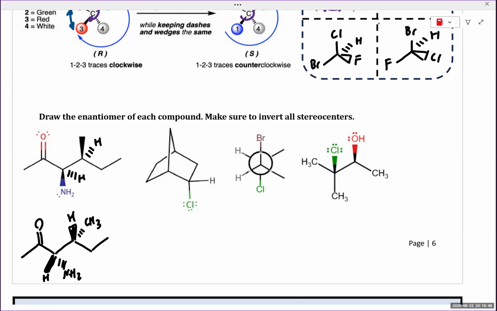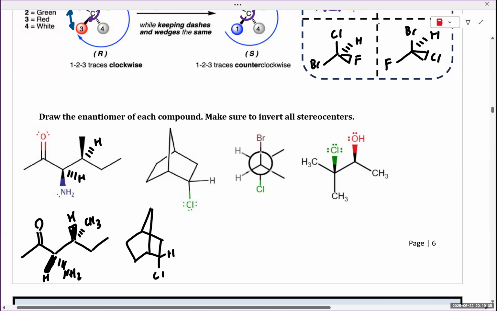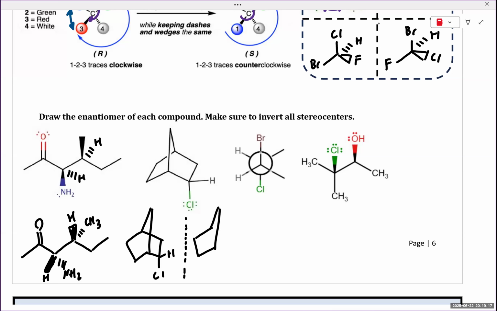For this next case, we don't have it drawn in dash wedge notation, so we're going to use the mirror plane method. Specifically in this case, just because it's slightly easier, I'm going to use the horizontal mirror plane method to draw the enantiomer. So I draw my original molecule, and now I'm going to invert the molecule horizontally 180 degrees, and I'm going to keep the dash wedge depiction of the molecule the same.